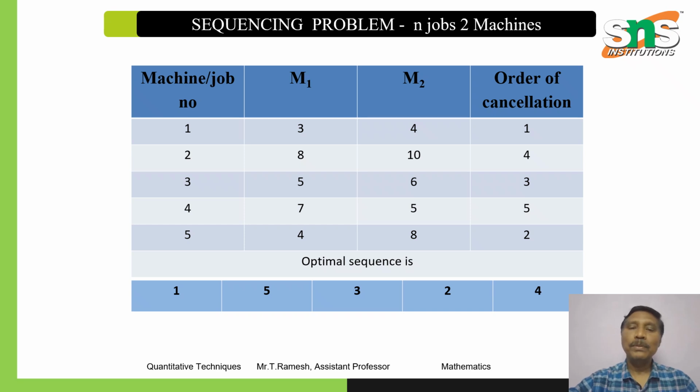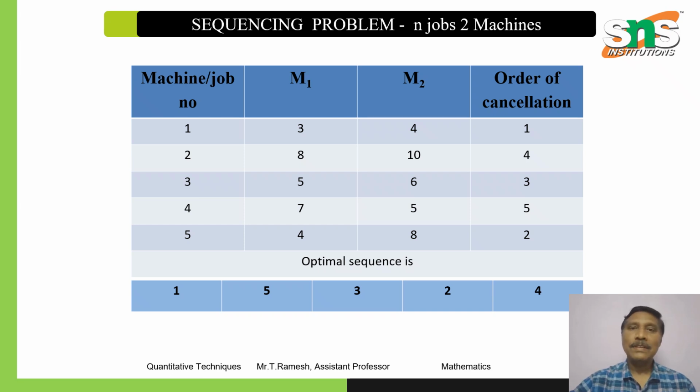And of the remaining two jobs, the second job and the fourth job, the durations are 8, 10 and 7, 5. The minimum duration is 5 hours. It is in the fourth job. Therefore, we take the fourth job to the right side. So the fourth is placed on the right side. Only one job remains, therefore 2, with time duration 8. Therefore, we take the order in this sequence: 1, 5, 3, 2, 4. So we assign the jobs in this sequence order, and that is called the optimum sequence.